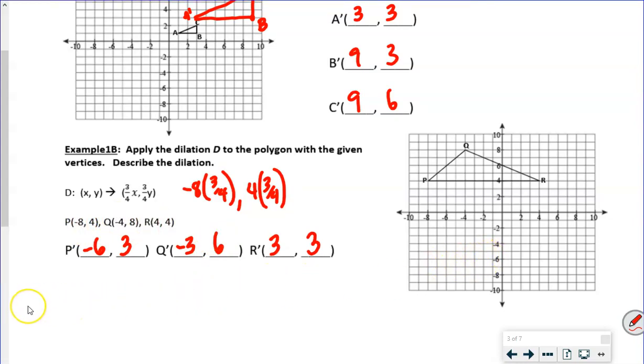P prime, Q prime, R prime. So P prime is at -6, 3, 1, 2, 3 right there. So that's our P prime. Then we've got Q prime is at -3, 6. So that is right there, Q prime. And we've got R prime is at, where is that at? 3, 3. So 3, 3 is right there. So that's our R prime, okay?